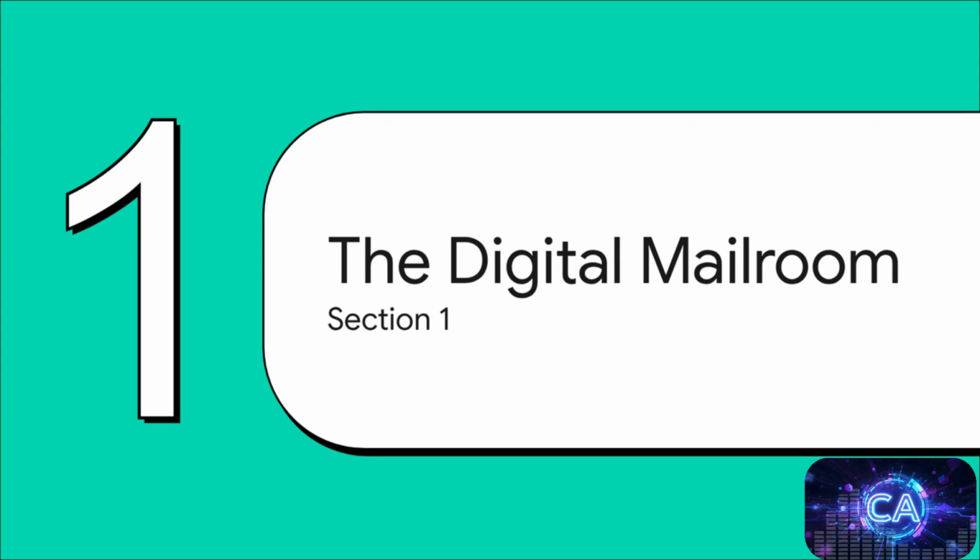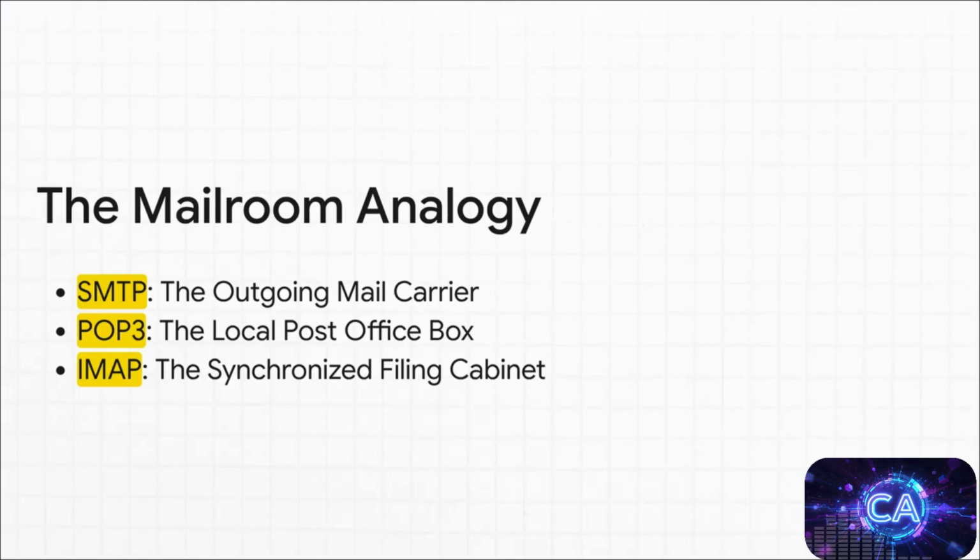I want you to imagine your email system as a big, bustling digital mailroom. Okay, so in this mailroom, there are three really key players. You've got SMTP, that's the mail carrier who only handles outgoing mail. Then there's POP3, which is kind of like your own personal PO box where you pick everything up. And finally, IMAP, which is like a modern cloud-based filing cabinet you can get to from anywhere.